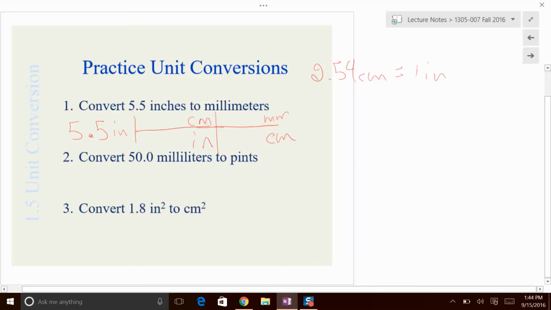So my inches go down here. There's 2.54 centimeters in 1 inch. What am I going to put for the conversion between centimeters and millimeters? Relate it to the base unit. How many centimeters are in a meter?